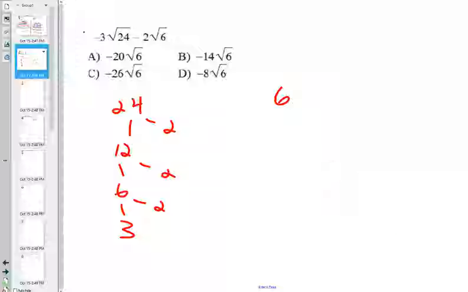Now with a 6, the way I like about this is that you know when you're done, because on the way down, you hit a prime number. Once you hit a prime number going down, it means you're done.